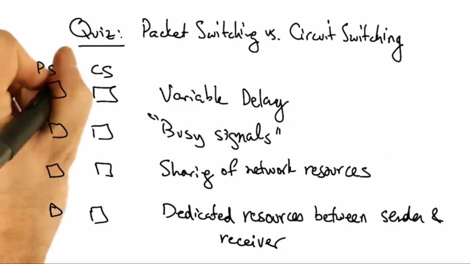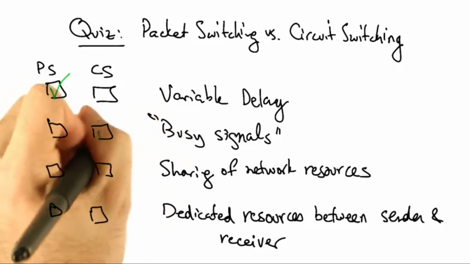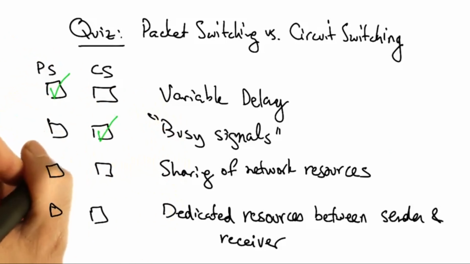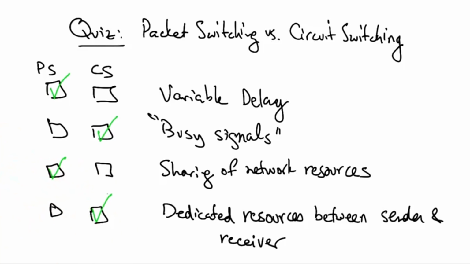Variable delay is a property of statistical multiplexing or packet switching. Circuit switch networks can have busy signals. Packet switch networks share network resources, and circuit switch networks typically have dedicated resources along a path between the sender and receiver.